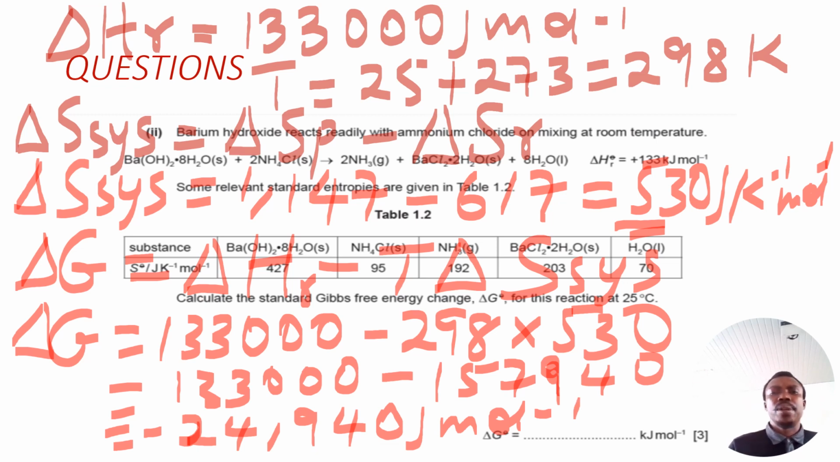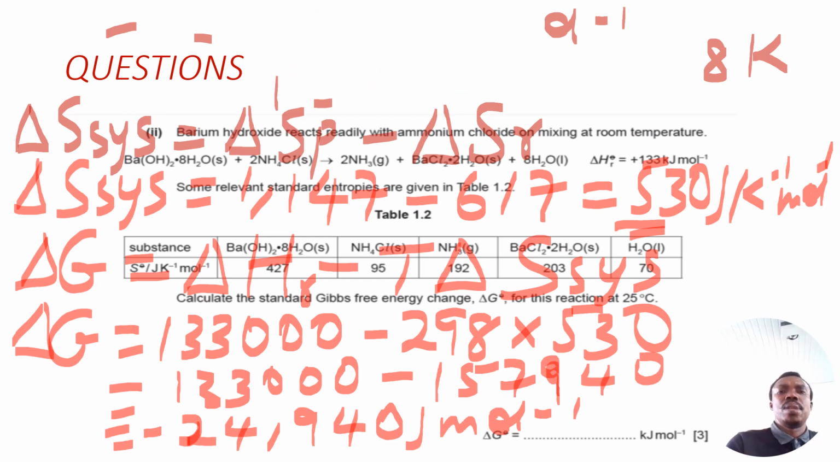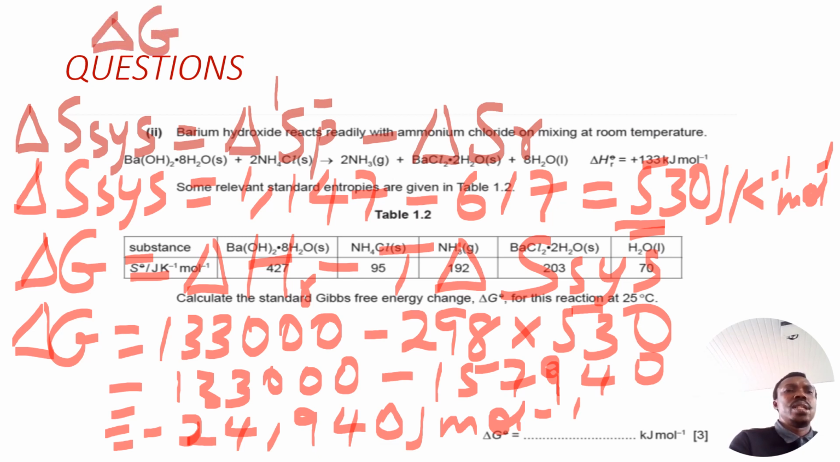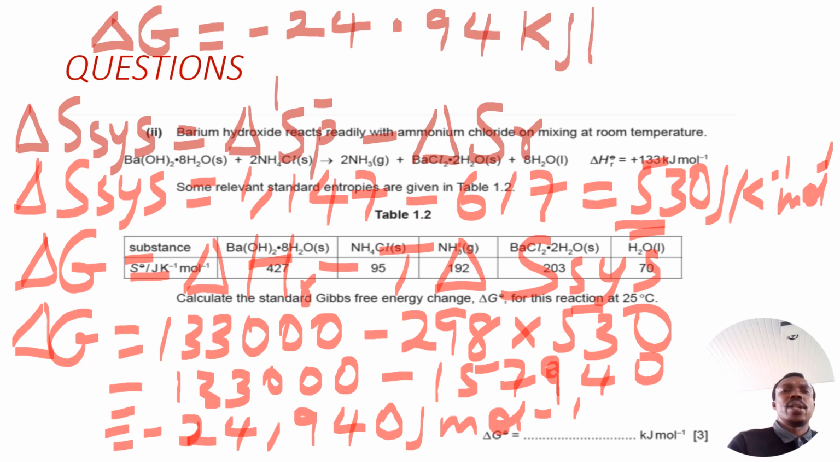So it's supposed to be in kilojoule per mole. So all we have to do is to divide by 1,000 to convert it to kilojoule per mole. This is joule per mole, so just divide by 1,000. Let me erase the top so that I can put the answer here. So the Gibbs free energy change will be equal to minus 24.94 kilojoule per mole.